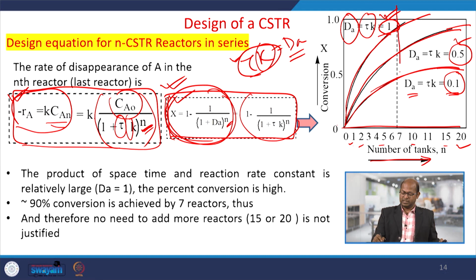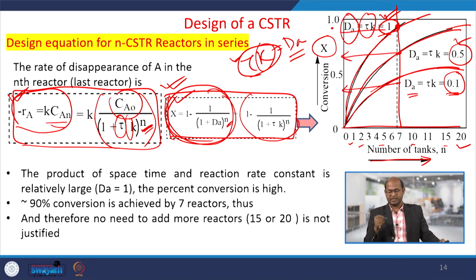If we draw vertical lines, the dotted line indicates that here the conversion is very high, here the conversion is very low, and here also a low conversion; this is x, the conversion on the y axis. So if the Damköhler number is 1 and we use 7 CSTR reactors in series, then we can get high conversion. Which means, to achieve, let us say, 80% conversion, we have to use 7 reactors in series, and then we can get 80% conversion.